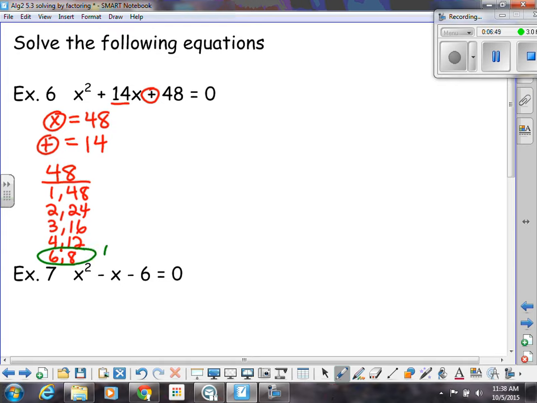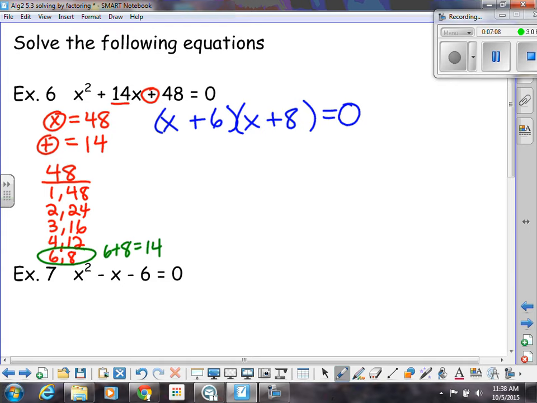So remember, 6 plus 8 will give me positive 14. So those are the numbers I want in my parentheses. So when I factor this, I know I'm going to have x and x. And then the numbers inside are going to be plus 6 and plus 8.